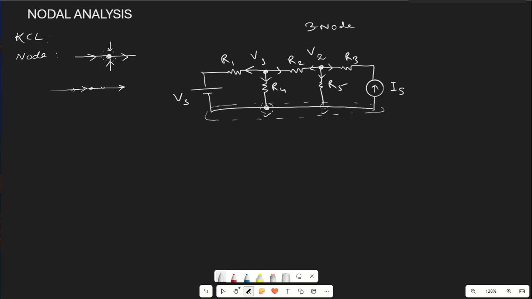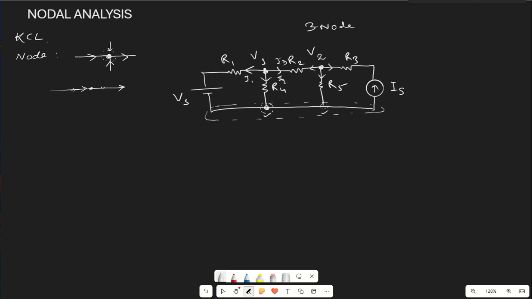Like in our mesh analysis, we considered the current always moving in the clockwise direction. Like that, here we are considering all the currents moving out of the node. Suppose this is my current I1, this is current I2, and this is current I3. Suppose I get the value of current I2 as negative.